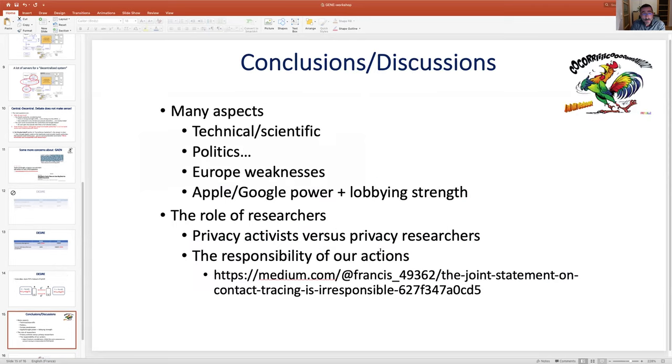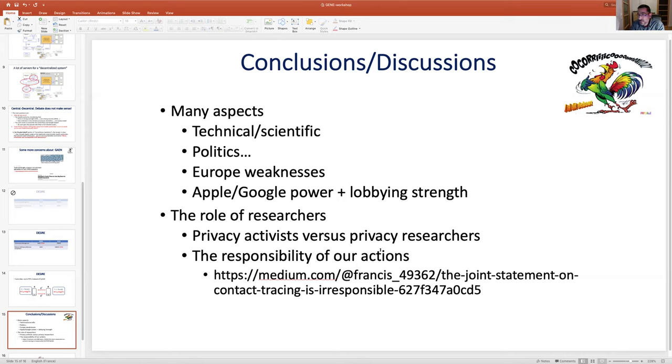Conclusion: this project was very fascinating. We've been working like crazy for six months. There are a lot of technical and scientific issues, a lot of politics going on. It shows a lot of weaknesses, especially in Europe. Clearly, Europe is pretty weak in the sense that they were not able to convince, for example, Apple to modify some of their system. It shows the power of companies like Apple and Google and their lobbying strength. That was actually very clear.